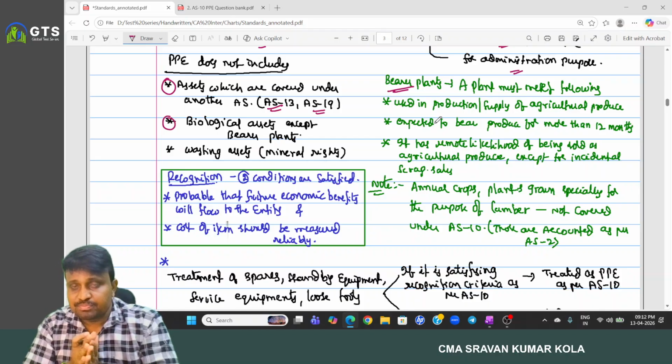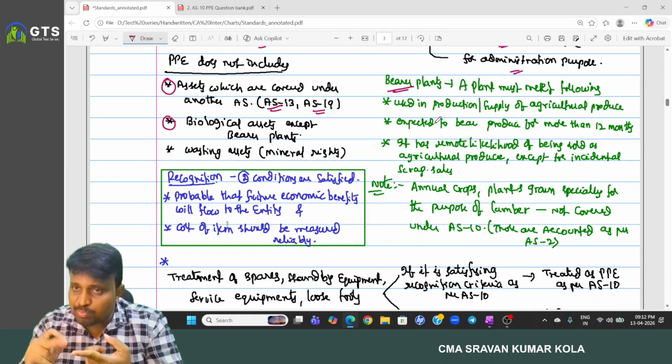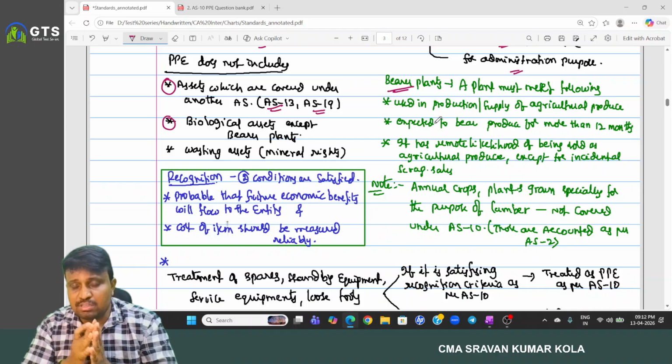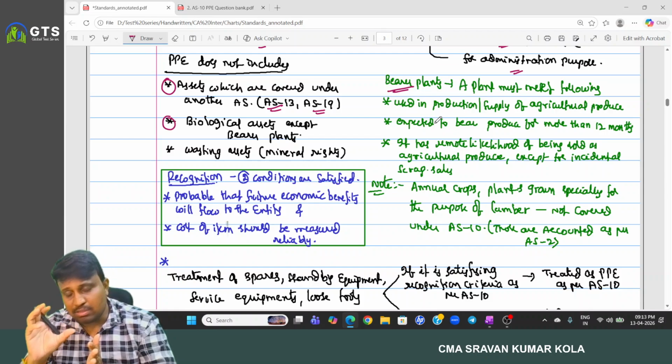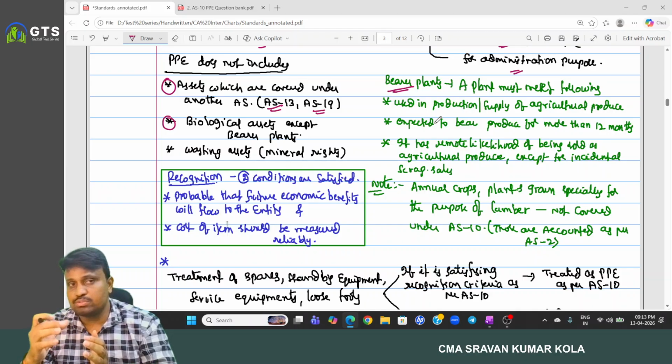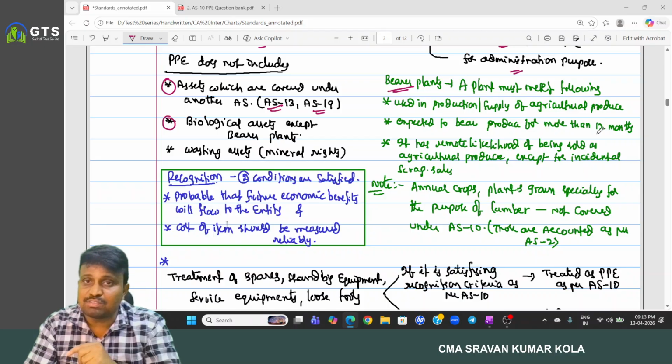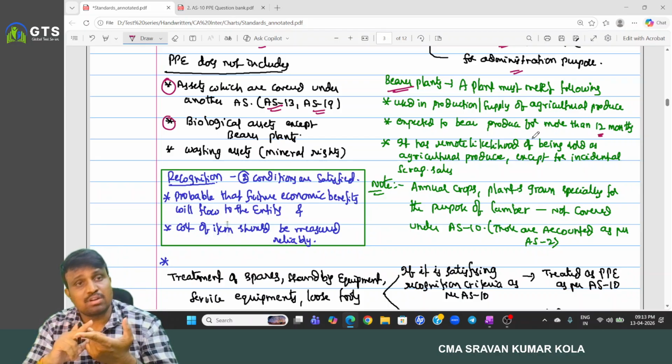For example, mango trees are treated as bearer plants, because they provide agricultural produce for a period of more than 12 months. To get the first crop it takes around 5 to 6 years, and after that every year we get the crop. Those types of trees, which provide fruits or vegetables for a period of more than 12 months, are covered under bearer plants. But remember, annual crops are not covered. Annual crops, for example paddy, maize, etc., are not covered here.